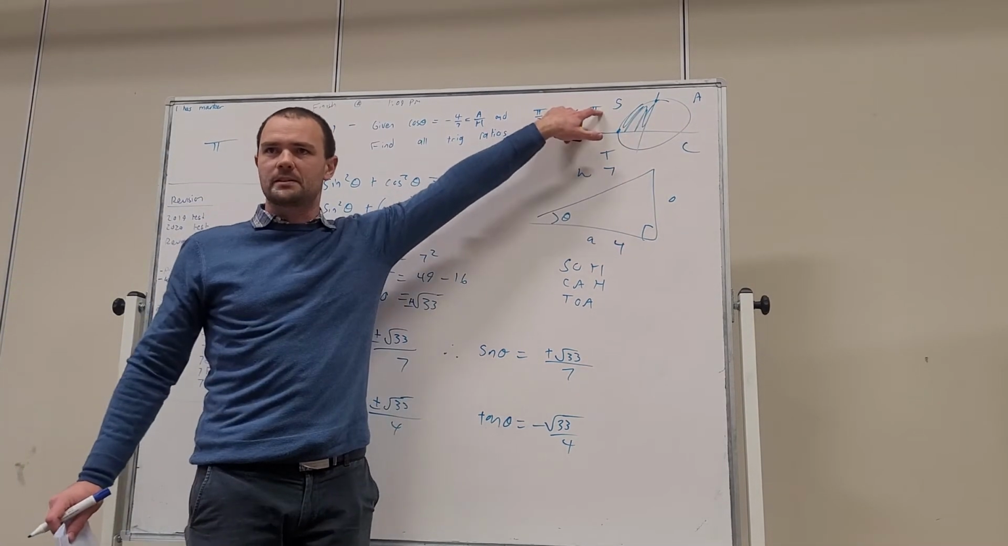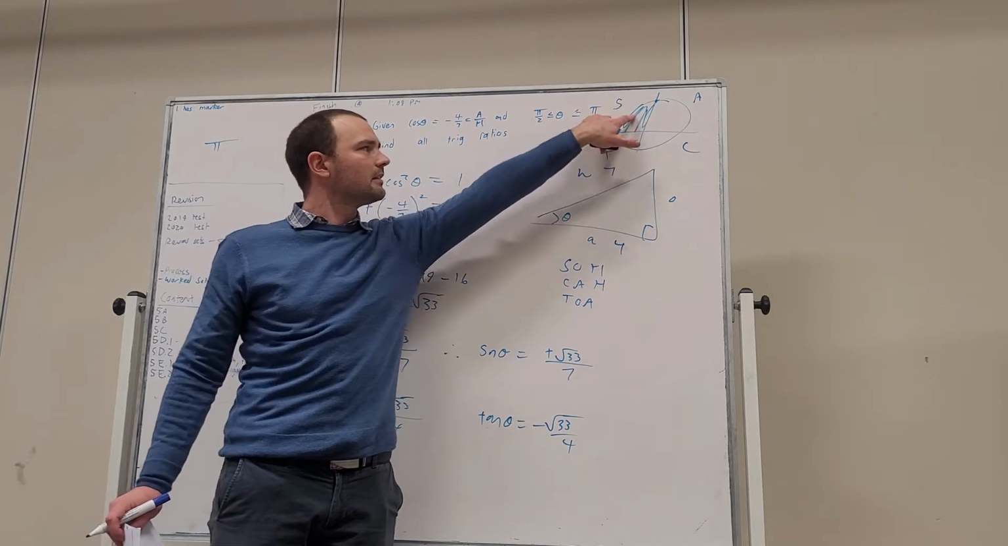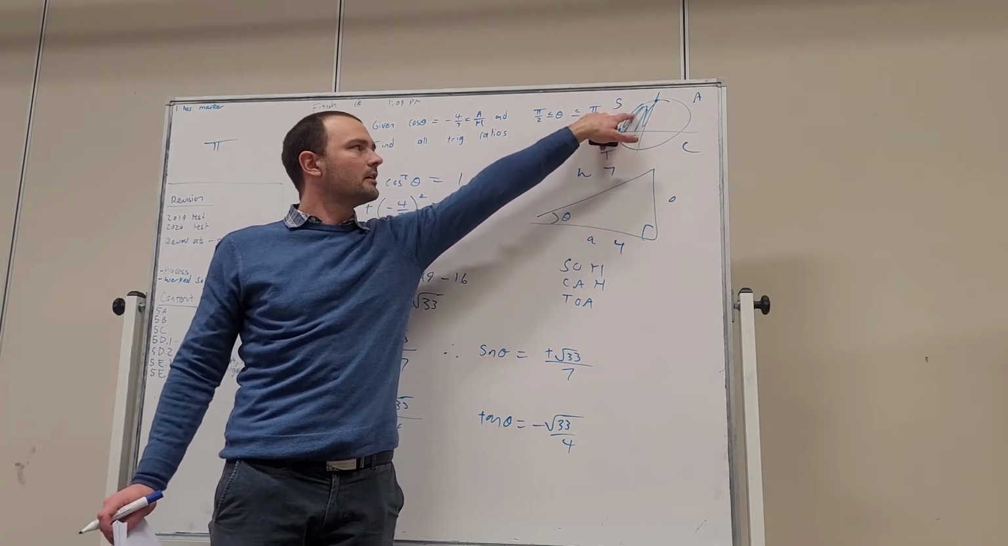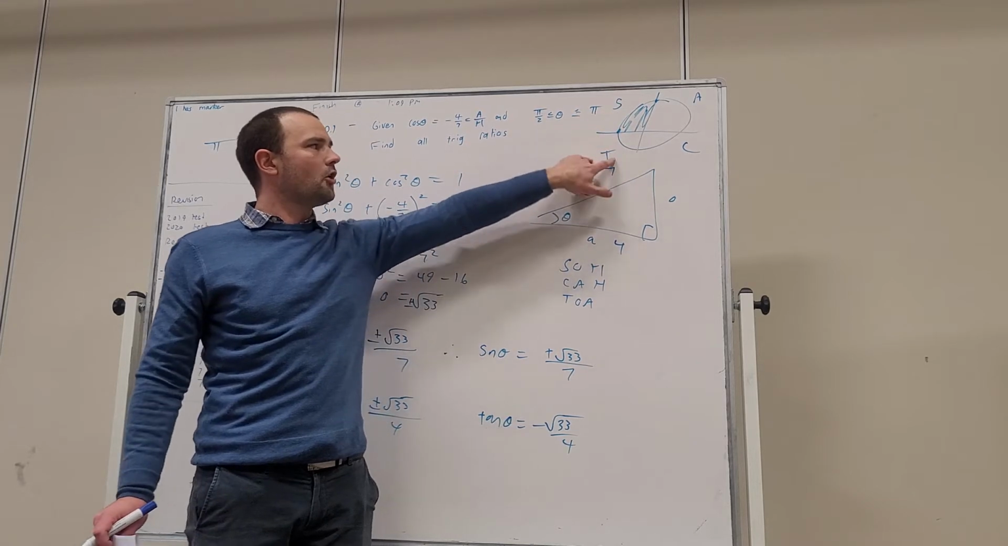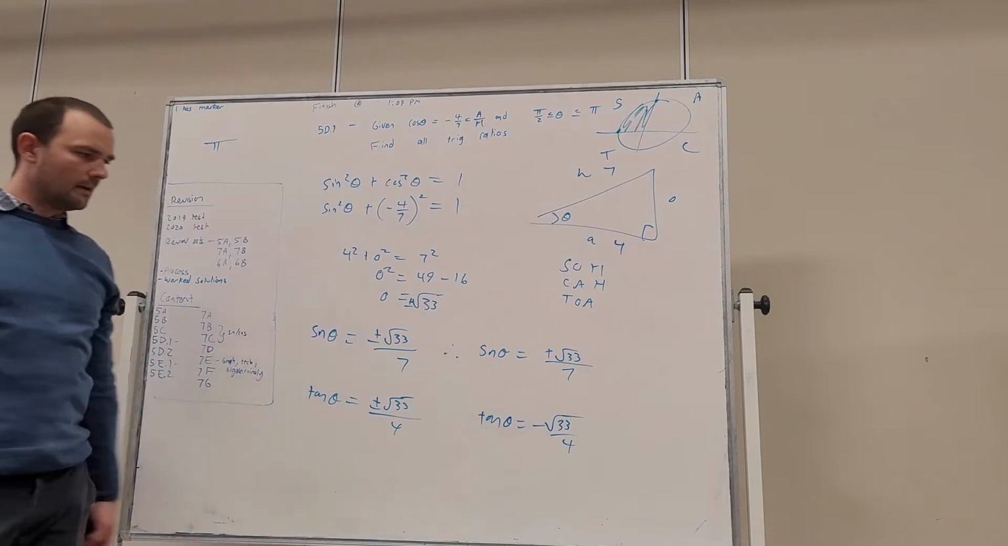In this quadrant, sine is positive, which means tan and cos are both negative in this second quadrant. Okay, so only sine is positive. Here, only tan is positive. And here, only cosine is positive.